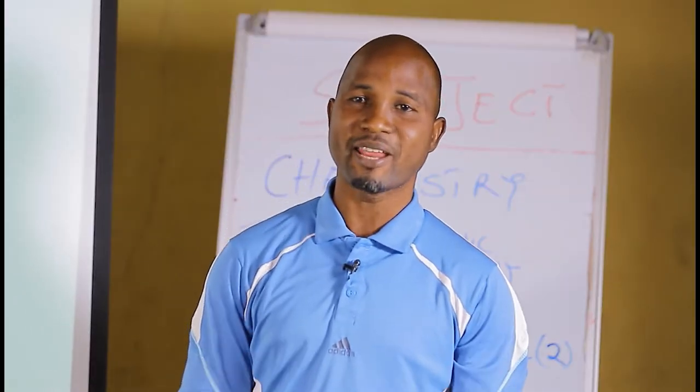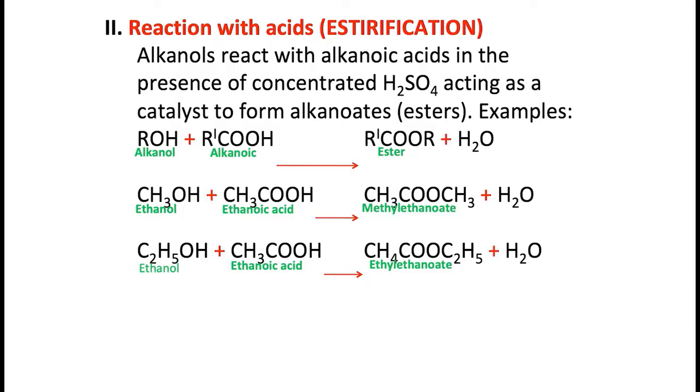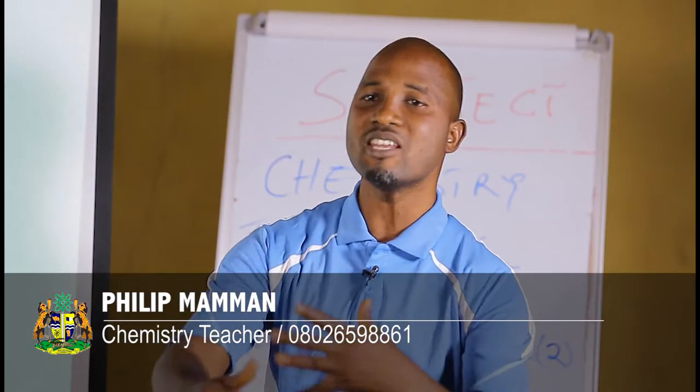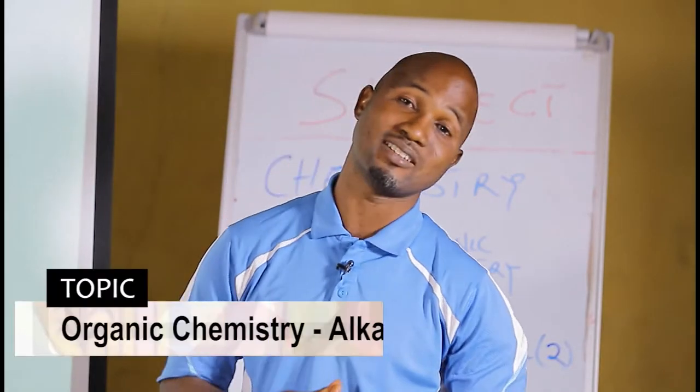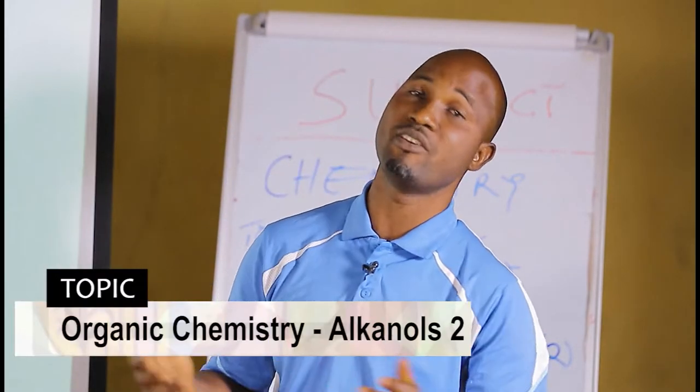The next chemical reaction for alkanols is the reaction with alkanoic acid, and that reaction is called the esterification reaction. Esterification is the reaction between an alkanol and an alkanoic acid to give a pleasant, fruity-smelling substance called an ester. These esters are generally called alkanoates. We will be seeing this subsequently in our next lesson when we discuss alkanoic acids and consequently their derivatives.